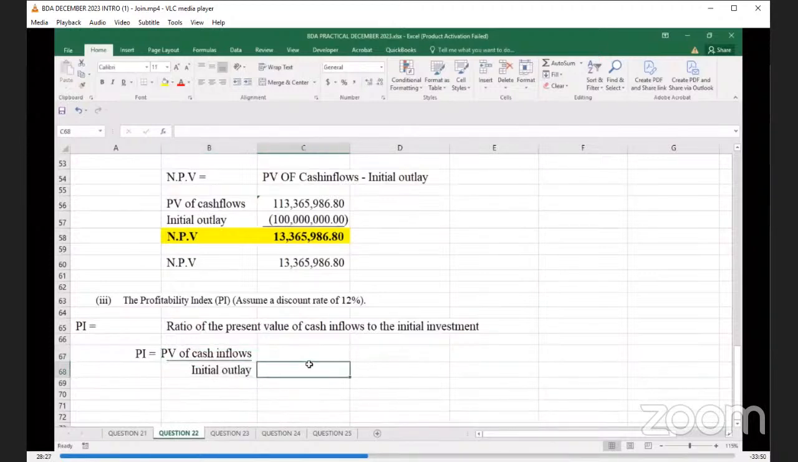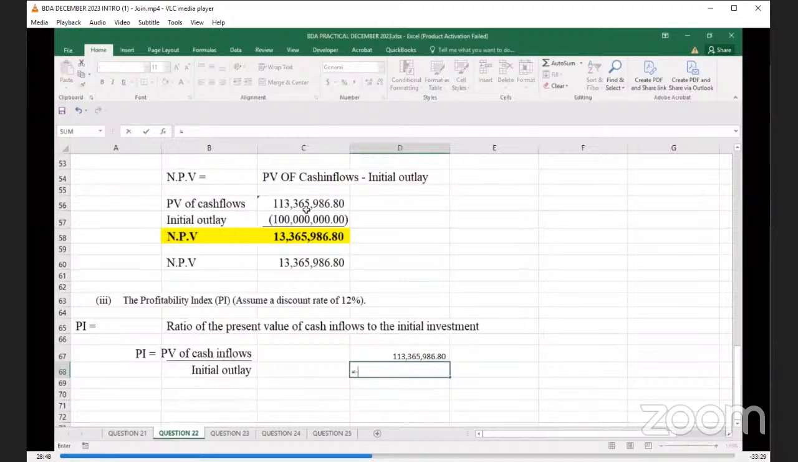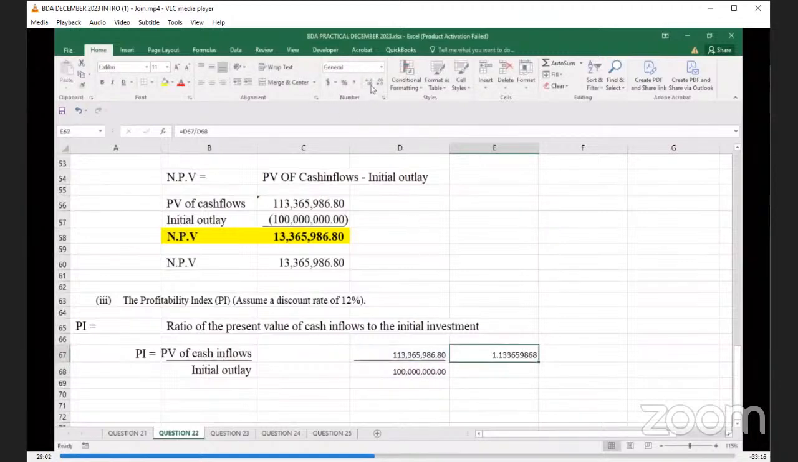Once I have this in mind, this will make our work even easier. We have already determined our present value of cash inflows, 365, the value I'm having there. We have our initial outlay, which is 100 million. So can we determine our PI? It will be very simple because I'm only taking that divided by that to give us our PI to 4 decimal places. This is what the examiner wanted us to compute.